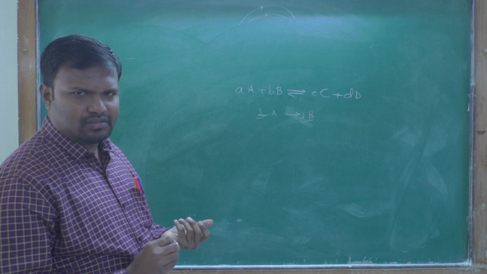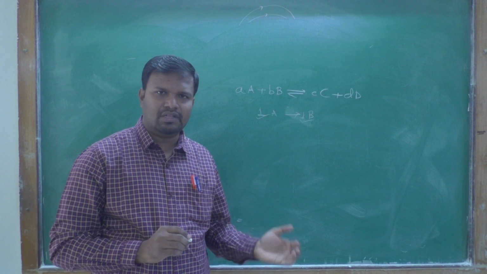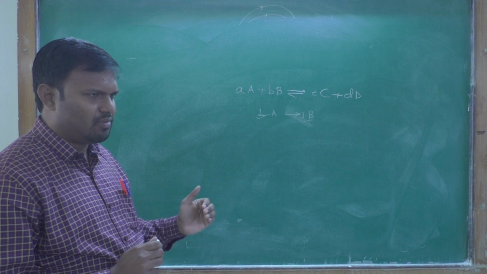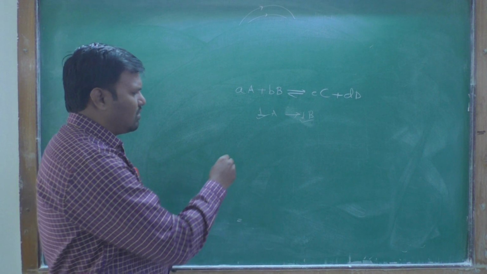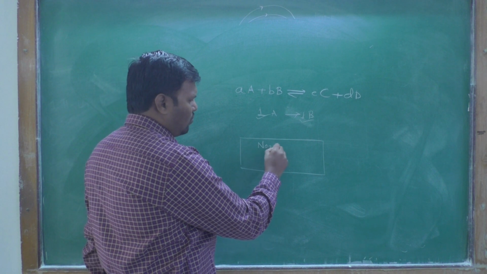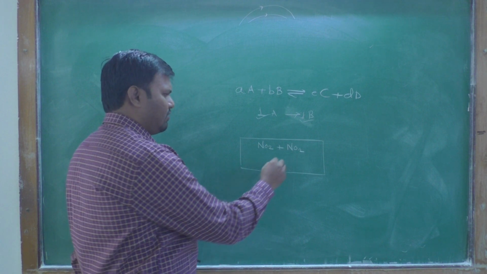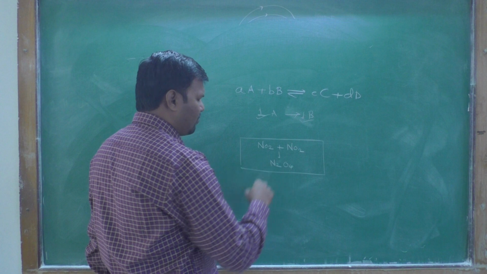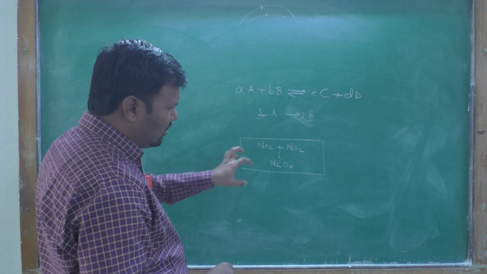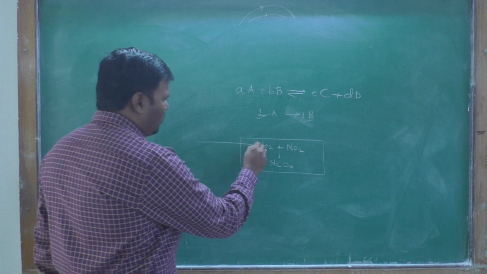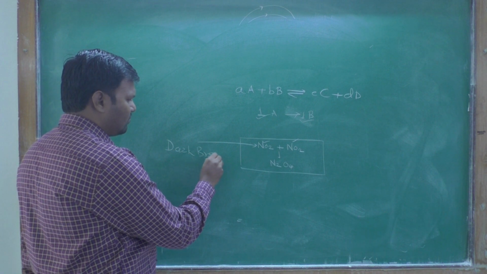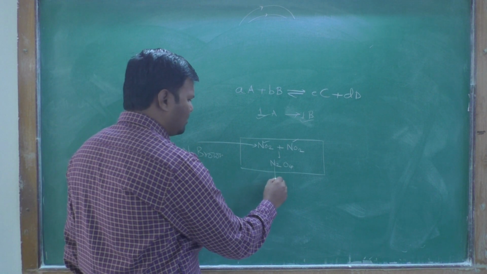We have some examples which do not go to completion. Some reactant remains unreacted and some of it is converted into product. Suppose we have an example in a closed glass vessel: NO2 gives the product N2O4. Since it is glass, you can monitor the reaction by looking at it. Why? Because NO2 is dark brown in color and N2O4 is colorless.